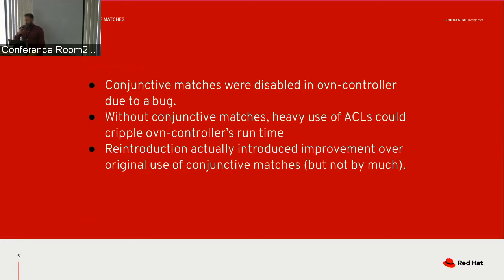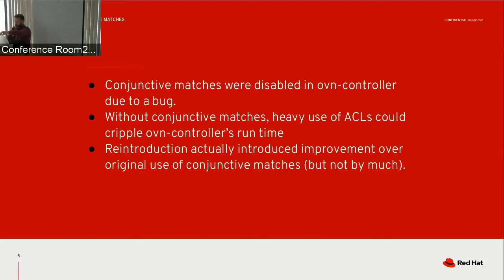There was actually an issue with conjunctive matches, and we had to disable them. Then Red Hat put out a release of OVN that had conjunctive matches disabled, and people complained nearly immediately about how slow OVN controller was running. So we worked hard to reintroduce it, and a lot of the issues that were snowballing from the lack of conjunctive matches ended up being fixed, and we even gained slightly better performance than we had before we had disabled the conjunctive matches in the first place.